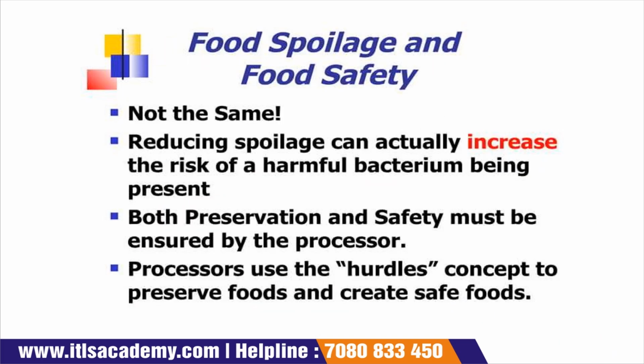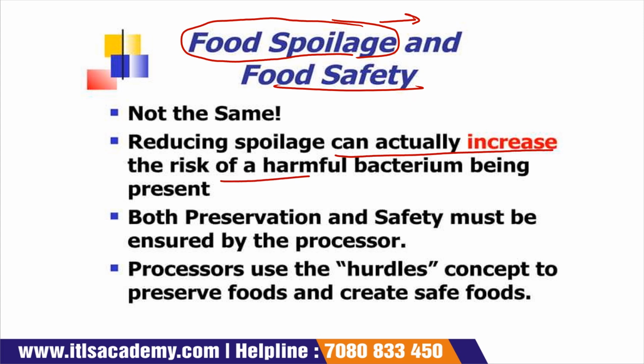Okay, now the next one is food spoilage and food safety. See, food spoilage and food safety are not always the same. Food spoilage is done by microorganisms. They destroy the food. And food safety is a very broad term. It is connected with microorganisms, or with physical contamination, or with chemical contamination. Okay, so reducing the spoilage can actually increase the risk of harmful bacteria being present.